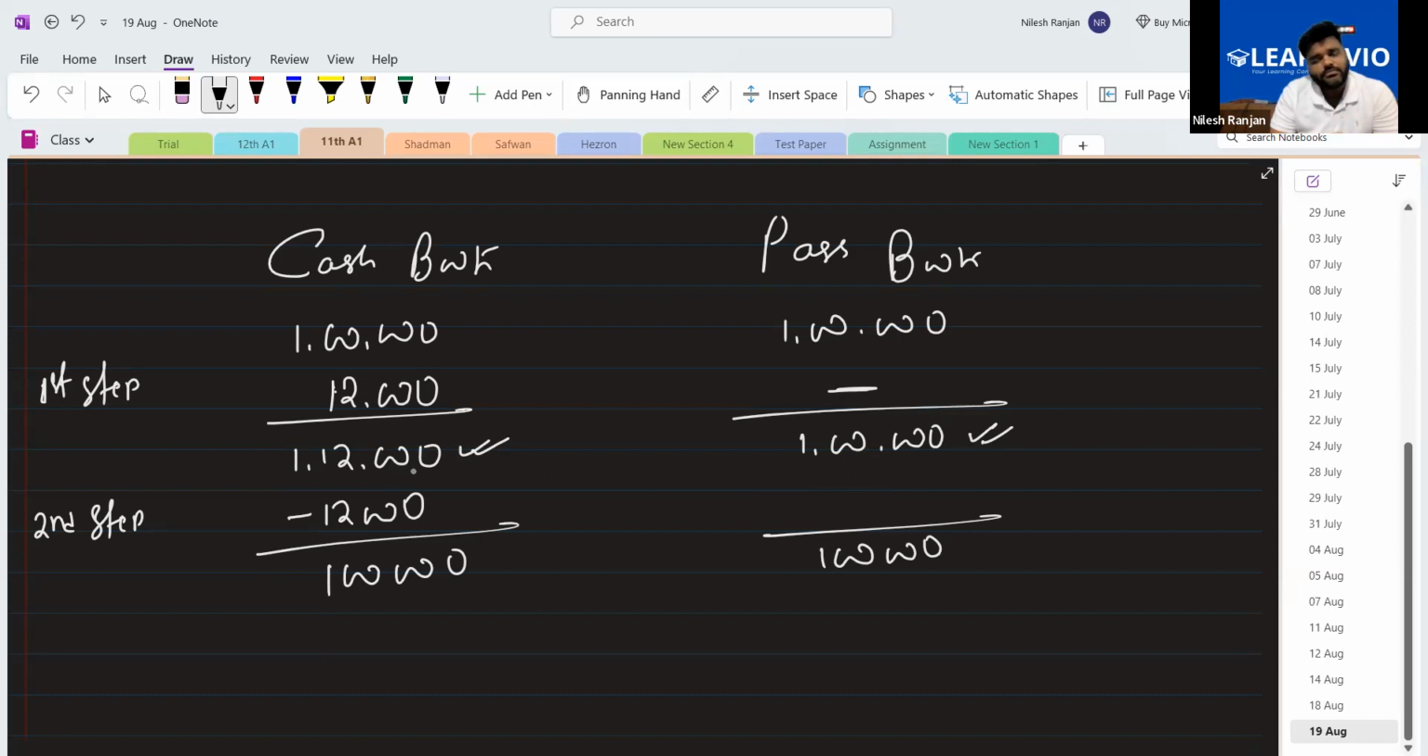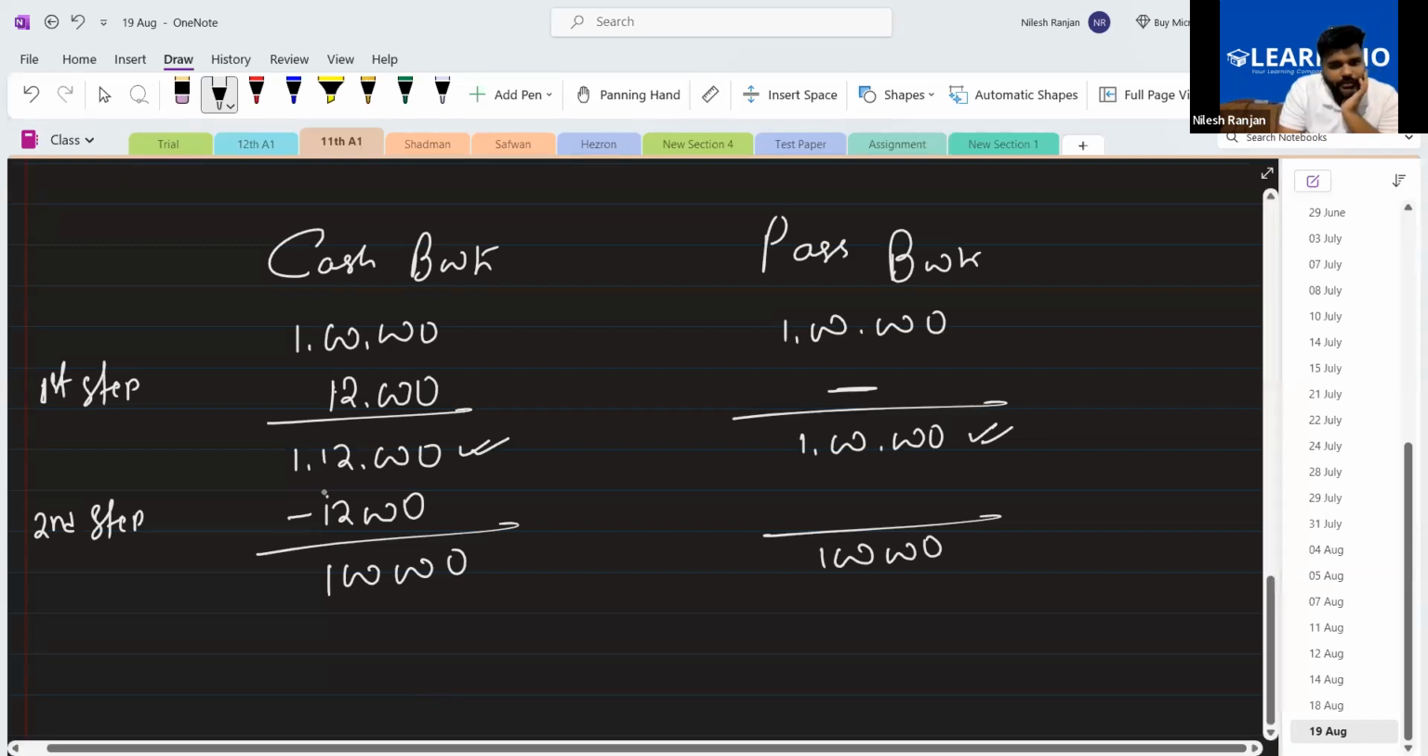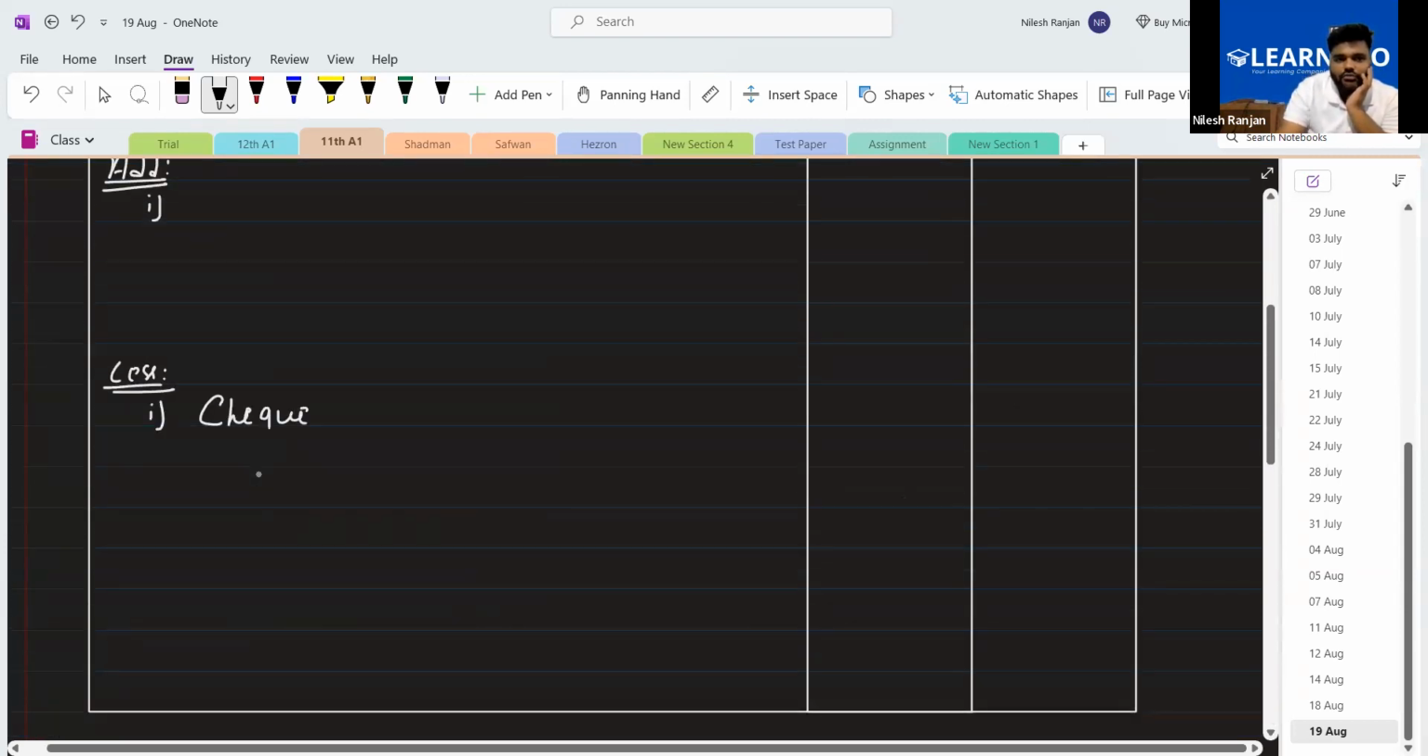Understood? Yes, sir. Okay, so this is minus 12,000. That's why we have to write it on the less side. Check deposited but not realized, 12,000.